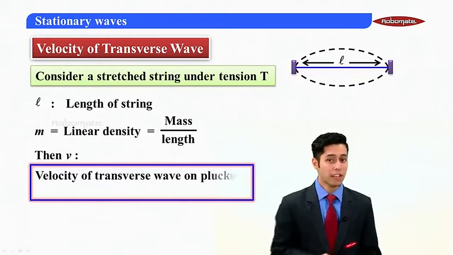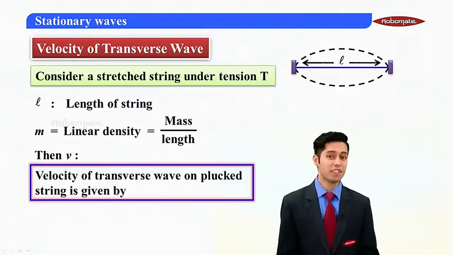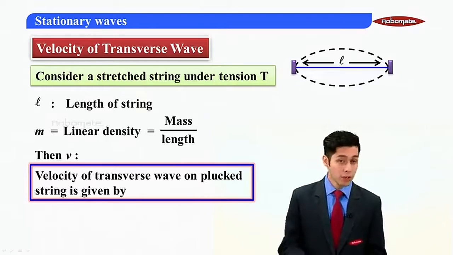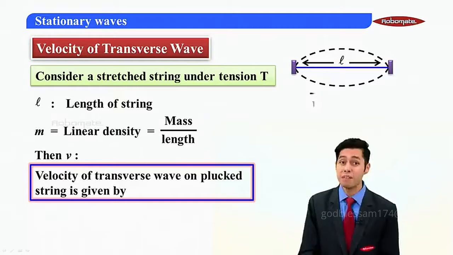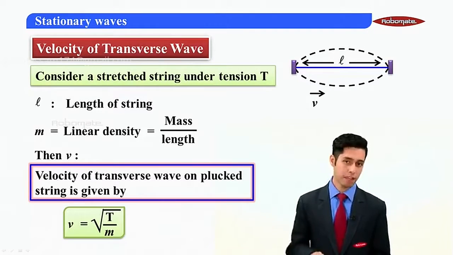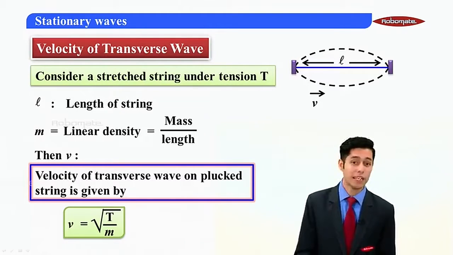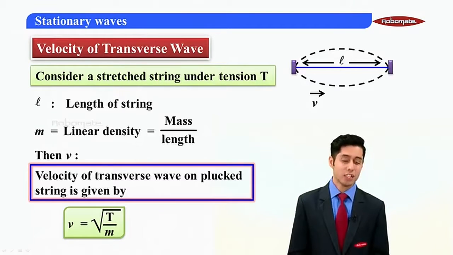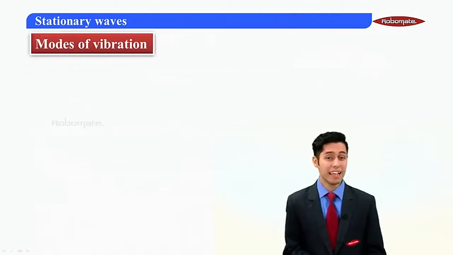Now we know that if m is the linear density and L is the length of the string, then the velocity of the transverse wave which is produced on a string due to the plucking of the string is given by V is equal to under root of T by m, where T stands for tension and small m stands for linear density, that is mass per unit length. So students, we now move ahead to study about the vibration of string in detail.